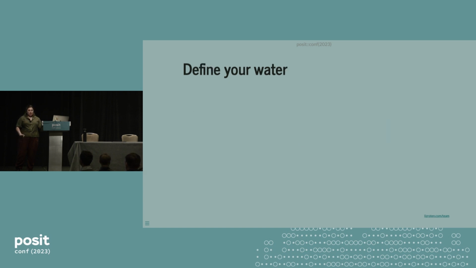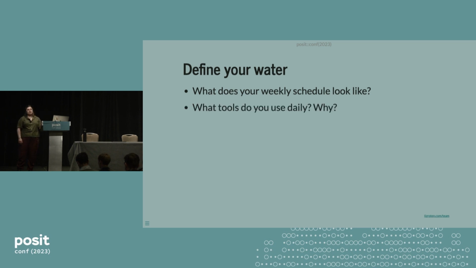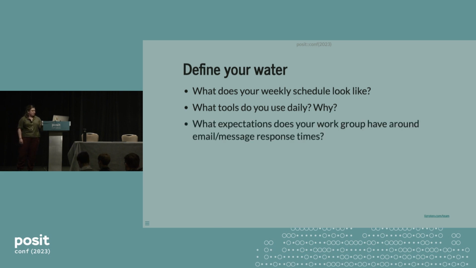There are a few ways you can define your water, and these are just a couple starting questions. What does your weekly schedule look like? How much time do you spend in big meetings, one-on-one meetings, really deep focus time? What does it look like for you? What tools do you use every day? Why? And I mean every single piece of anything that you touch throughout the entire day. Make a list, and how do you use it? And what expectations does your work group have around email or message response times? Same thing goes with having a status indicator in your Microsoft Teams or Slack, as well as any after-hours communication expectations.